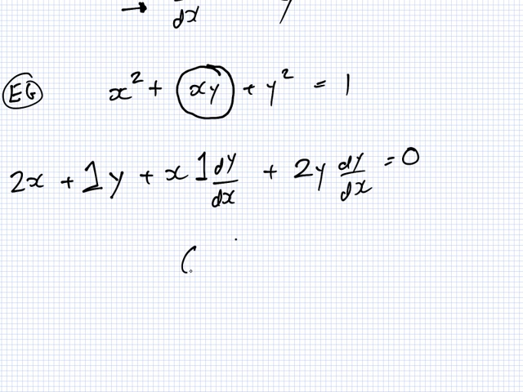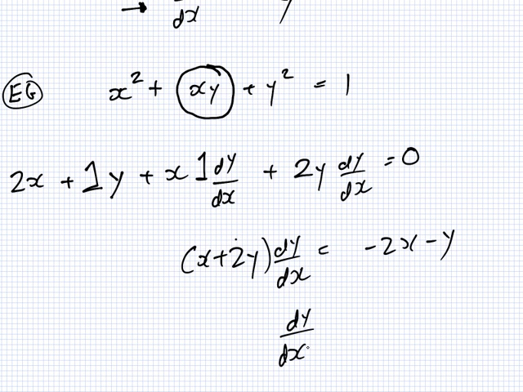So, rearranging here, x plus 2y dy dx equals minus 2x minus y. So dy over dx would equal minus 2x minus y over x plus 2y. So this is the derivative here.